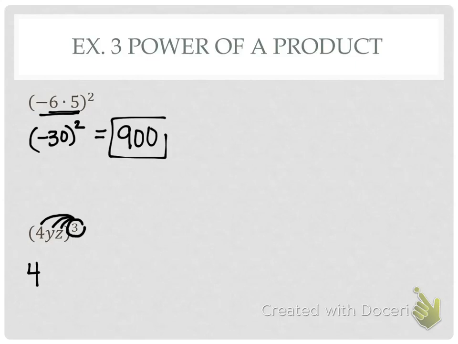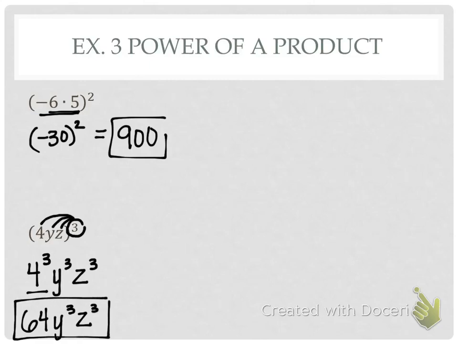That means it's going to be 4 to the third power times y to the third power times z to the third power. The only thing here I can simplify is 4 to the third power. So I need to plug that in my calculator, and I get 64 y to the third power z to the third power. And that would be my answer.